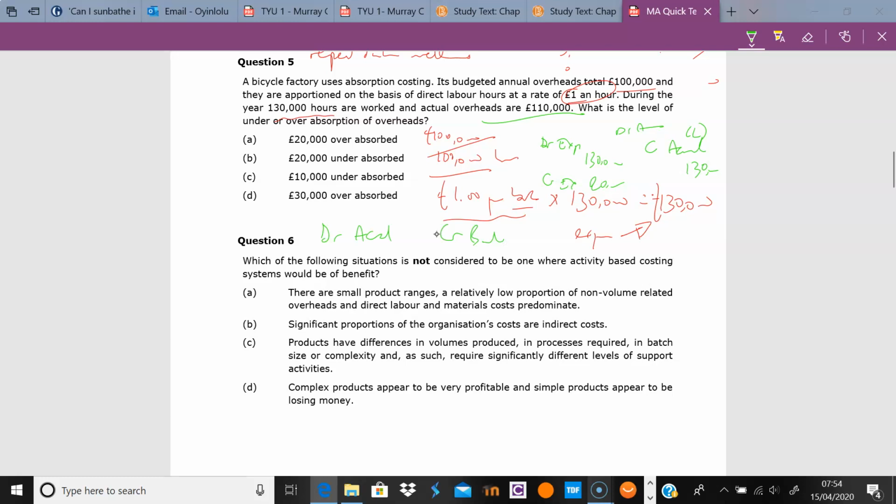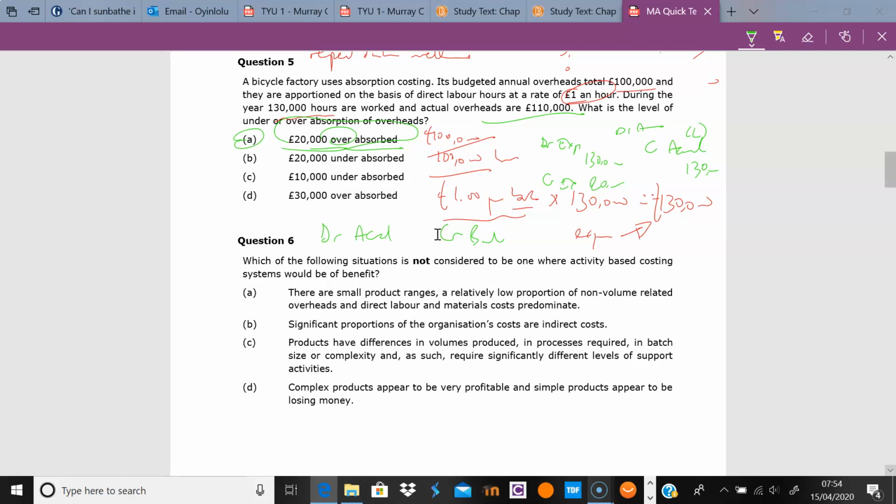So the question is, what's actually happened? Over time, he's put in 20,000 too much. So if you like, he's 20,000 over absorbed. The financial statements have taken in 20,000 over what they should have, and that's how we arrive at A. Right? Cool, great.